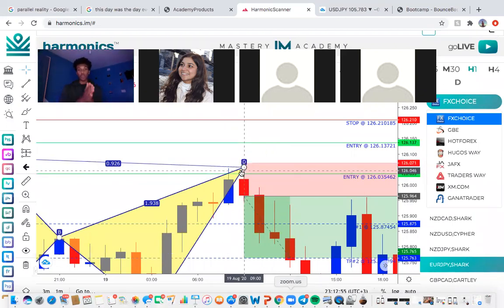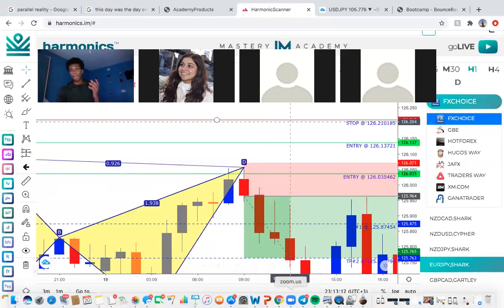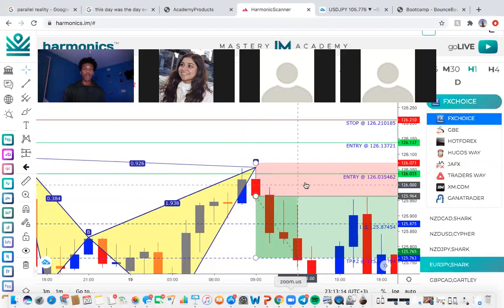If we have that wick rejection, the market has attempted to come through the entry price. This is what it's telling me: the market has attempted to come through the entry price, but it hasn't been able to do so, and it's closed in the direction we want it to. For me, that's enough to have a general bias of where the market is about to go next. That's what I look for.